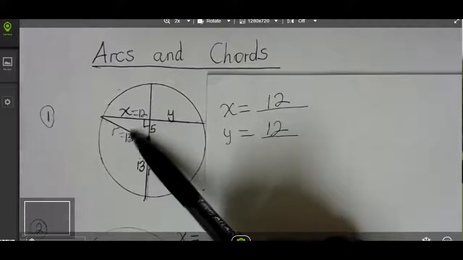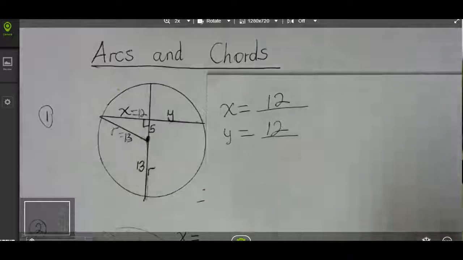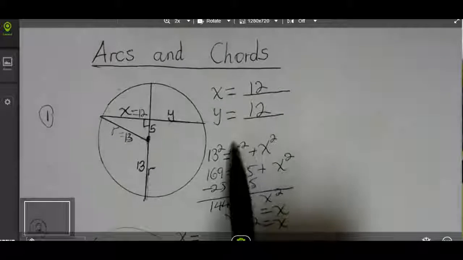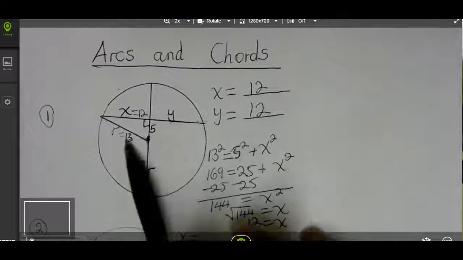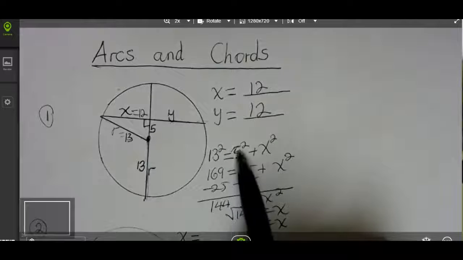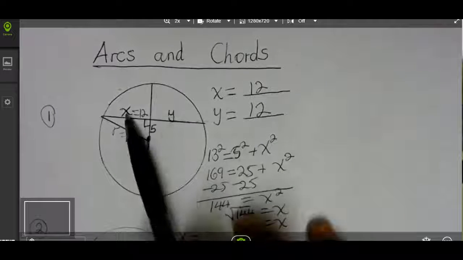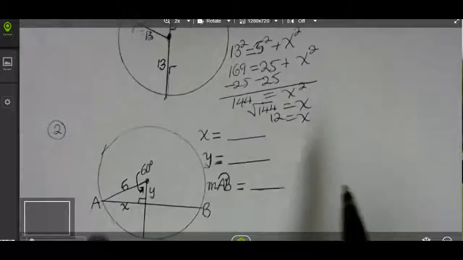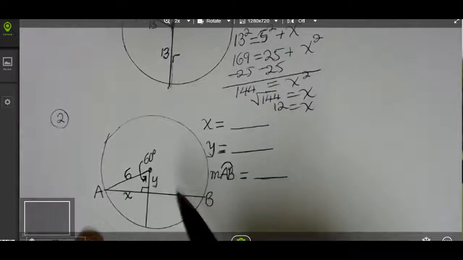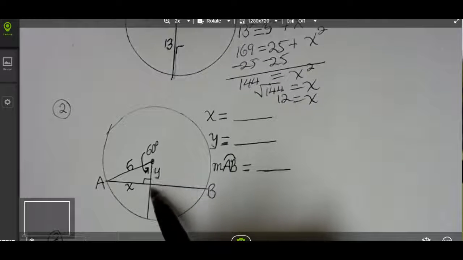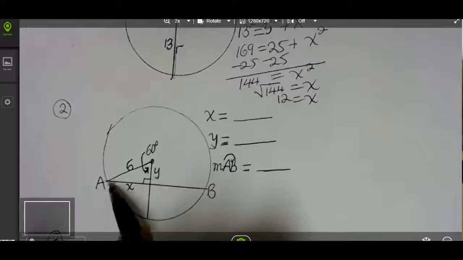So a right triangle is formed there. And here is what I showed, the work. Because this is 13, we set 13 squared equals 5 squared plus x squared, and then we solve for x and get 12. Here's another one. Okay, this is a radius from the middle of the circle to the side, and here is chord AB.